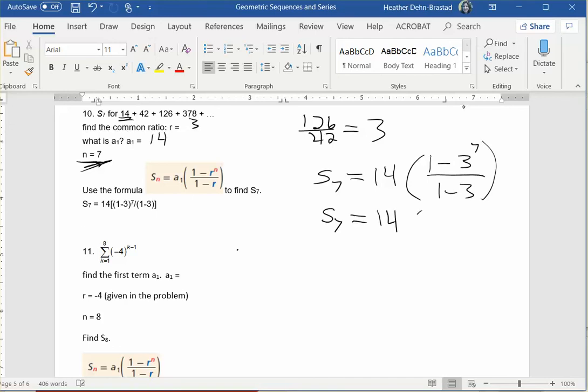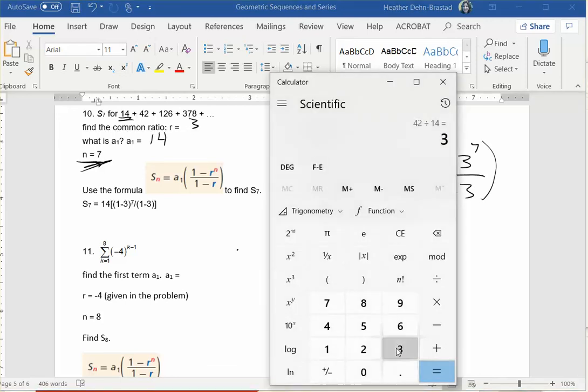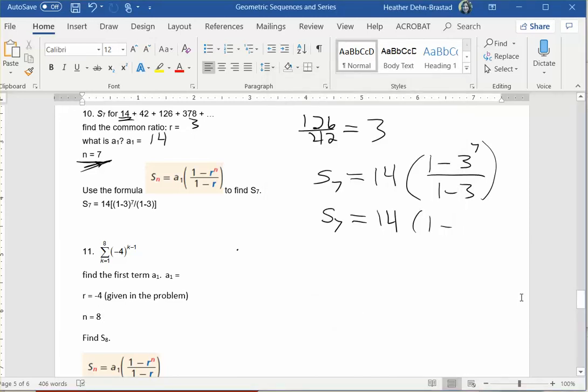So 1 minus 3 to the 7th power is 1 minus 3 to the 7th. Don't take 1 minus 3 and get negative 2. So I need 3 to the 7th power. On your calculator, look for an x to the y button, or maybe an exponent button. And that's equal to 2,187. And that's all divided by 1 minus 3, which is negative 2.